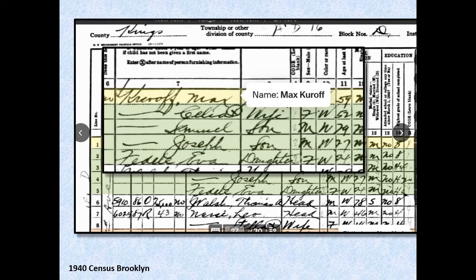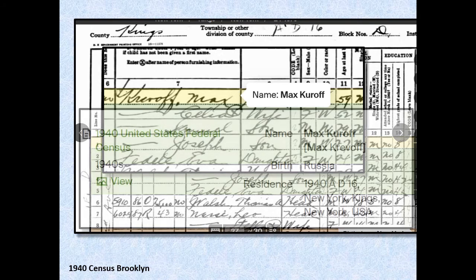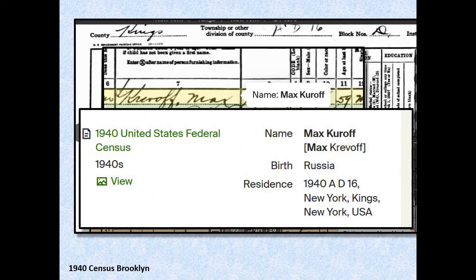Now, this particular company, you can click on that, and you can see what the transcriber put down. And the transcriber put down KUROFF for the name. Do you agree with that? You think that's what it is? Well, someone else came along and augmented the record and said that's not Max Kuroff, that's Max Krevoff. And you can see in the record the two names, the transcribed name, the edited name, and they're both searchable on the name index on Ancestry.